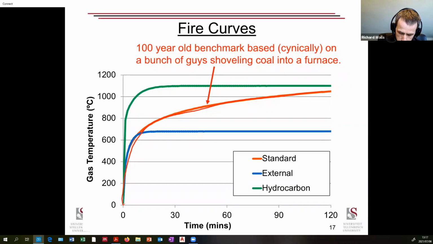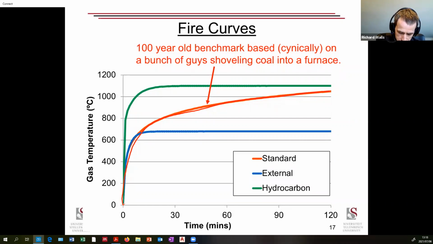And this code was developed more than 100 years ago, almost 120 years ago. And cynically, it's the rate that 3 guys could shovel coal into a furnace. It was an arbitrary benchmark. Our entire structural engineering community is based upon it, but it is semi-arbitrary. It is not necessarily the worst, the best, anything else. It's a useful benchmark, but just be careful of it, not that precise a measure of fire exposure. So now that's our standard fire, and everything is related to that.